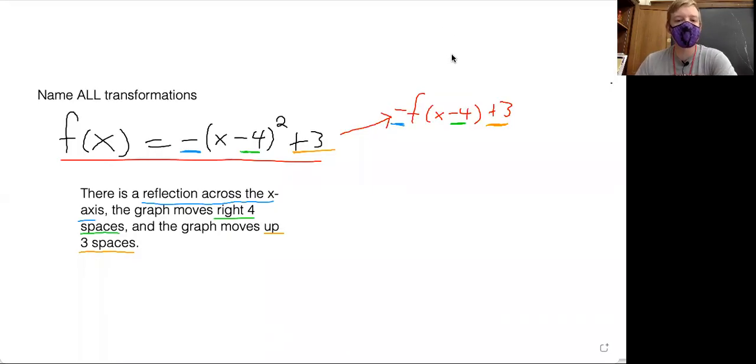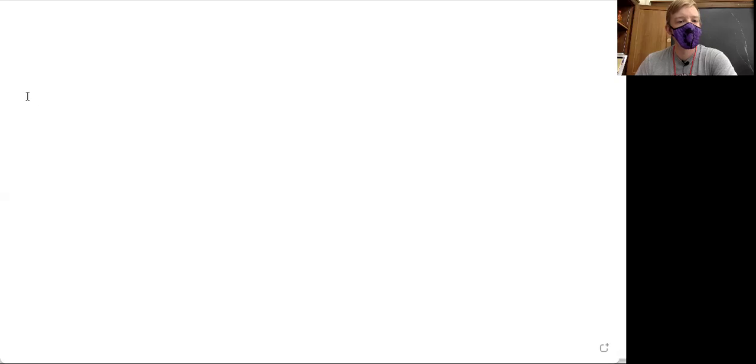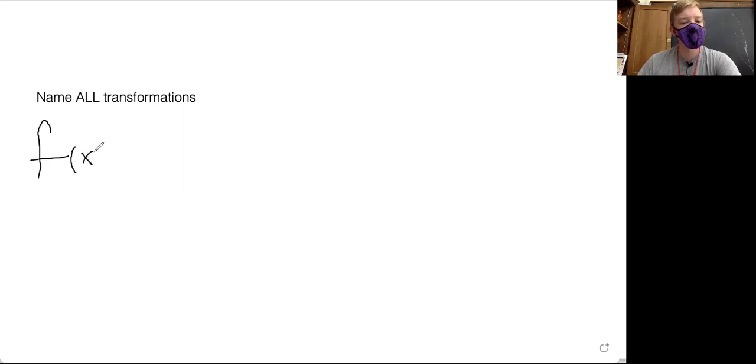Let's look at a new example here. Once again, we're going to be asked to name all transformations. So here we'll have f of x equals 3/4 absolute value of x plus 1 minus 5.